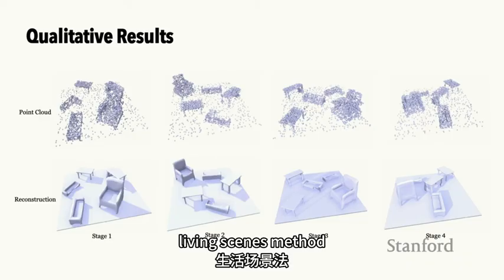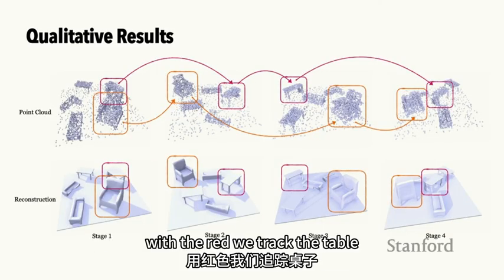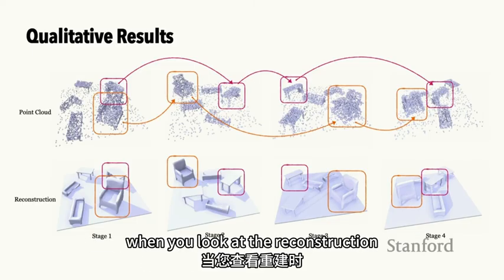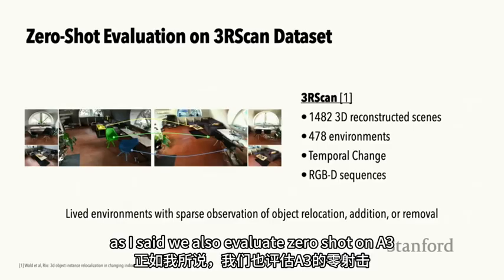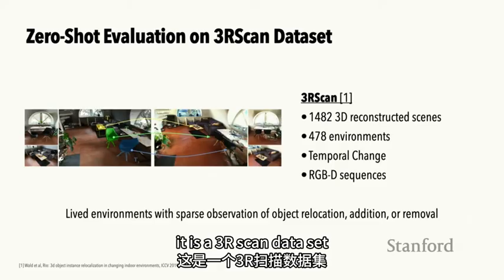living scenes method. You can see, for example, with the orange we track the chair, with the red we track the table, and you also see how they look quite completed when you look at the reconstruction. As I said, we also evaluate zero-shot on a real-world dataset. It is the 3RScan dataset.